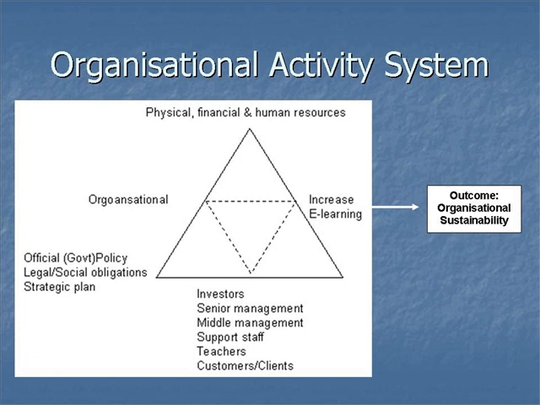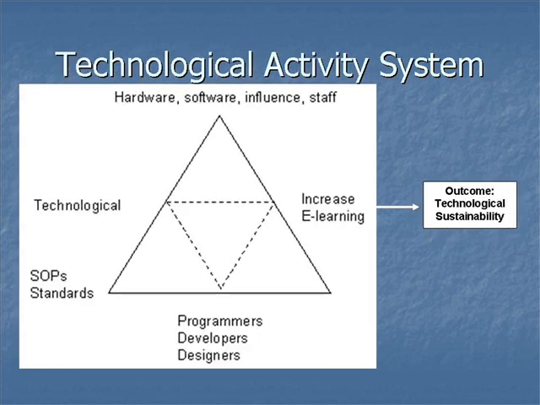Now, if we look at the technological activity system, we've still got increased e-learning as the object, but in this case we've got an outcome which is technological sustainability. The sort of tools at their disposal are things like hardware, software, and I've also put influence here because it's reasonably easy to argue that in most educational organisations the technological people have a seat at senior management table.